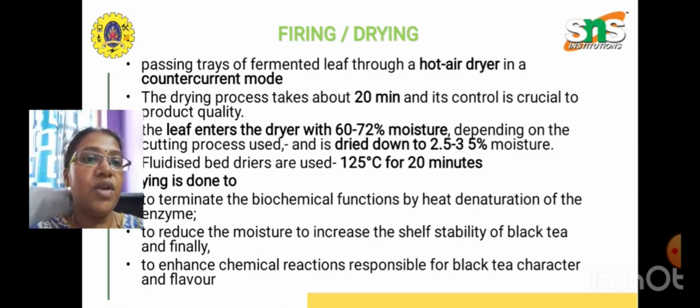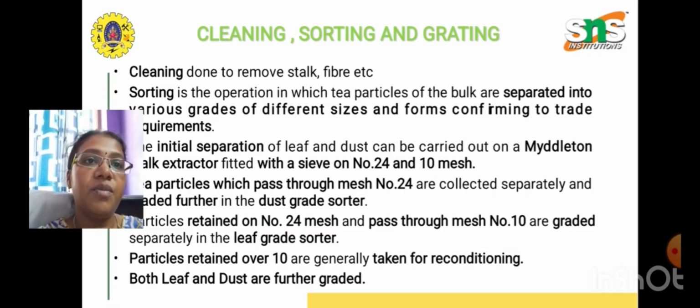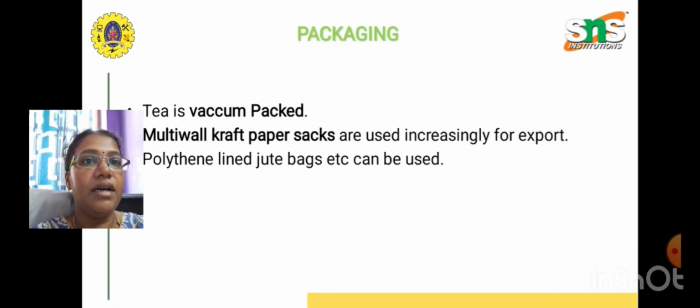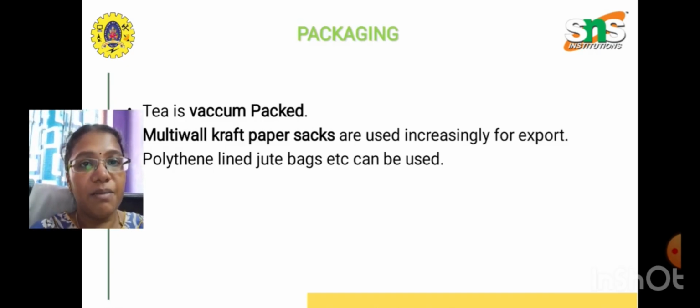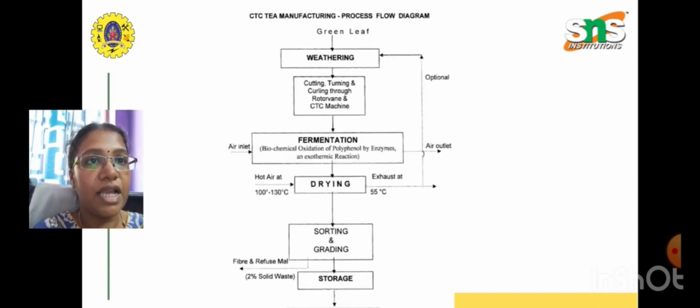It is done to reduce the moisture, to increase the shelf life of black tea, and to enhance some chemical reactions responsible for the flavor and character. Then cleaning, sorting and grading, the basic unit operation to remove the extra stalk and fibers present. Lastly, packaging is done by vacuum packaging practice. Multi-wall kraft paper sacks have been increasingly used for export of tea powders. Polythene-lined jute bags have also been adopted for bulk exporting of tea.